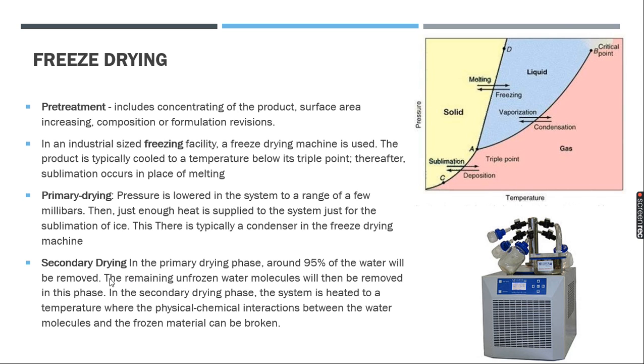In that case what we'll be doing is decreasing the pressure further, and we may need to provide heat in terms of radiation heat. So those unfrozen water molecules can then be removed in this process. So it will be heated to a temperature where the physical and chemical interaction between the water molecules and your target compound can be broken. So essentially these four steps will result in freeze dried products, which are most often used in biological processes.